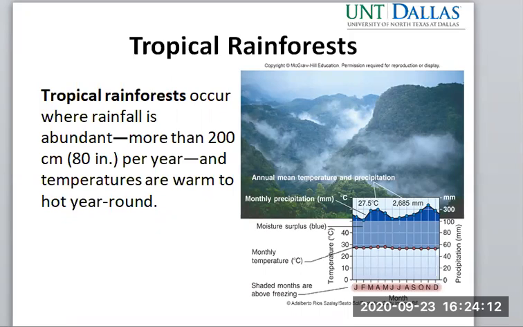Tropical rainforests occur where rainfall is abundant, more than 200 centimeters or 80 inches per year, and temperatures are warm to hot year round. These shaded months you can see here are above freezing, and these are the monthly temperatures. The temperature is in degrees centigrade and the precipitation in millimeters. You can see the temperature in these areas is almost 30 degrees centigrade.